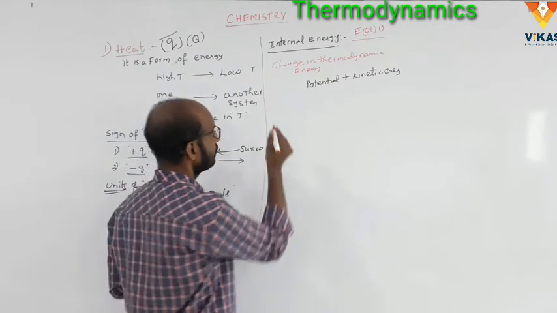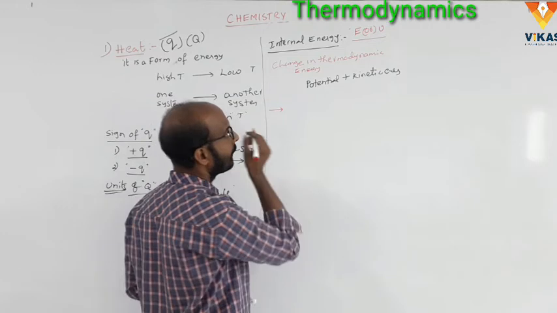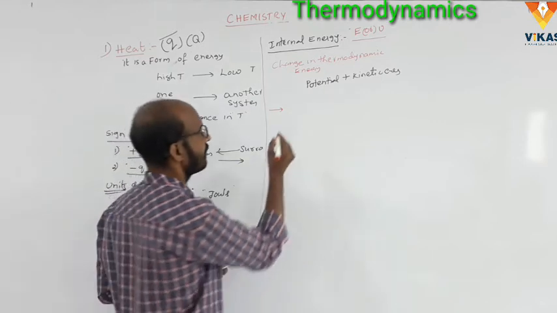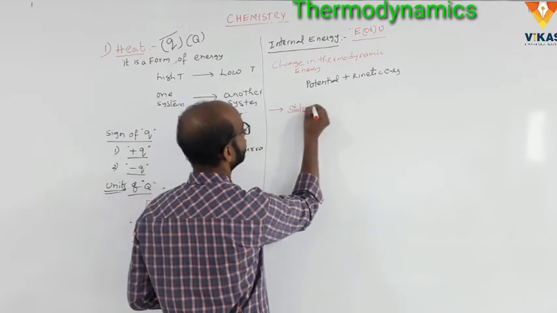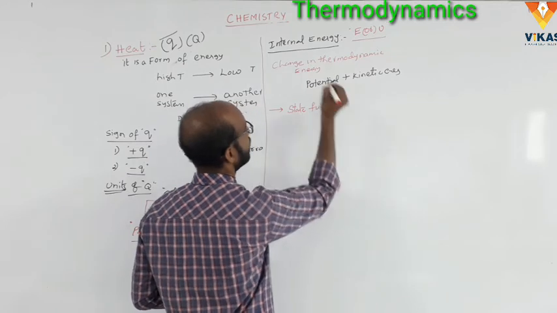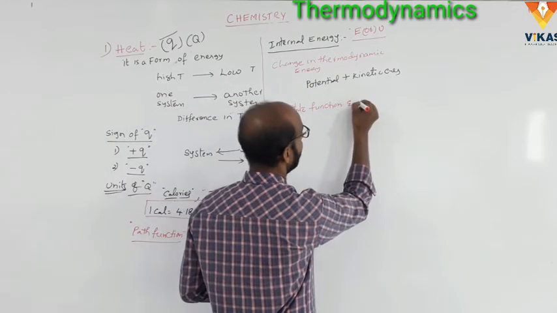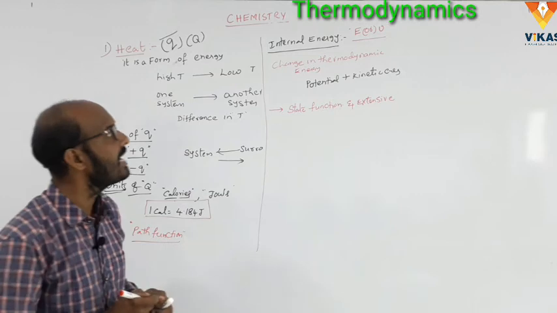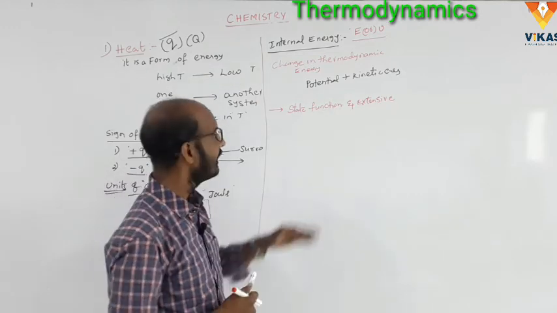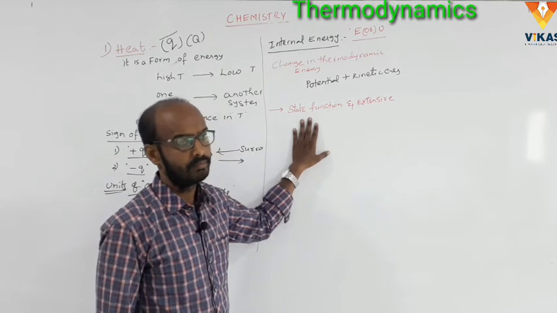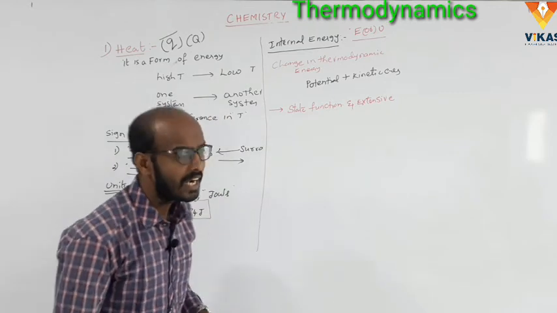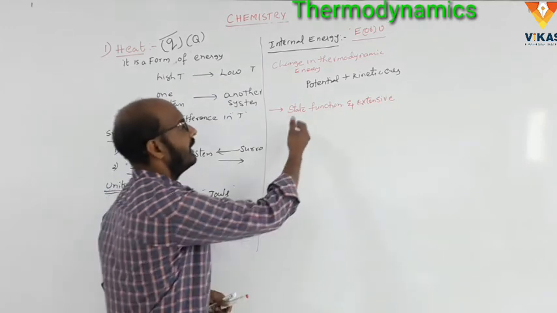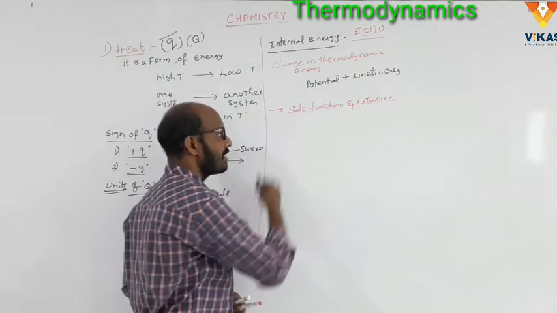Here E is either a state function or a path function? It is a state function. Internal energy is a state function and an extensive property. Why does it act as a state function and an extensive property?